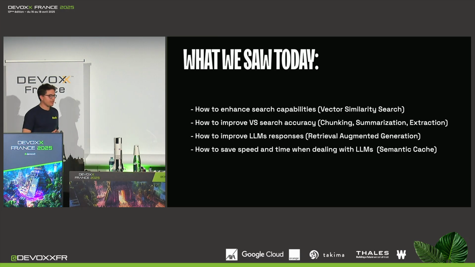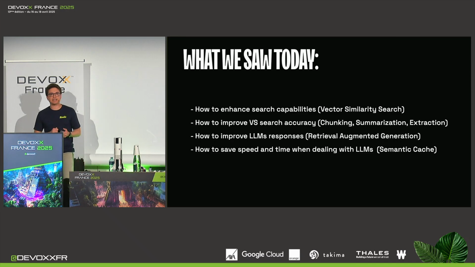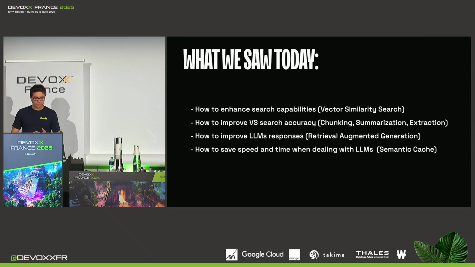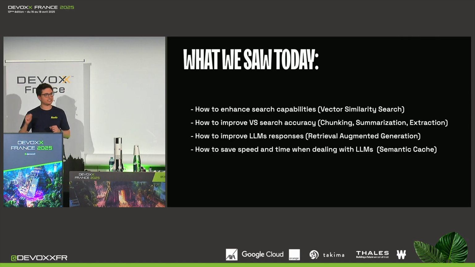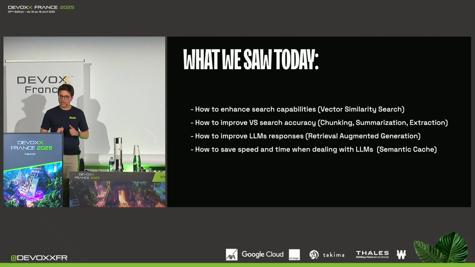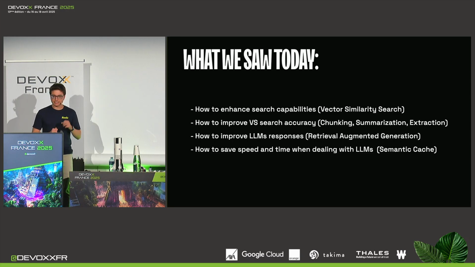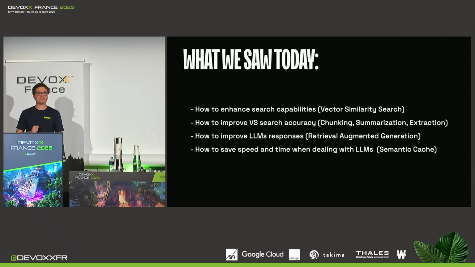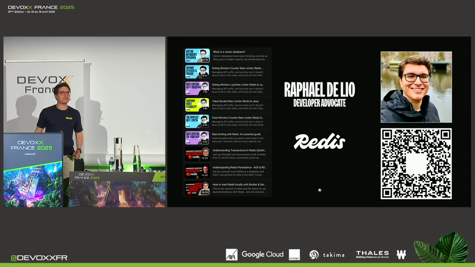And going back to the presentation, let's recap everything we saw today. So basically, we saw how to enhance search capabilities by using vector similarity search. We saw how to improve vector similarity search accuracy by using chunking, summarization, and extraction techniques. We saw how to improve LLM responses by using retrieval augmented generation. And we saw how to save money and time dealing with LLMs with semantic cache, especially one that is super fast like Redis. All right? That's basically what I had for you today.